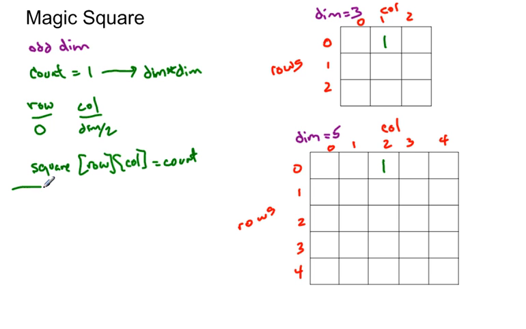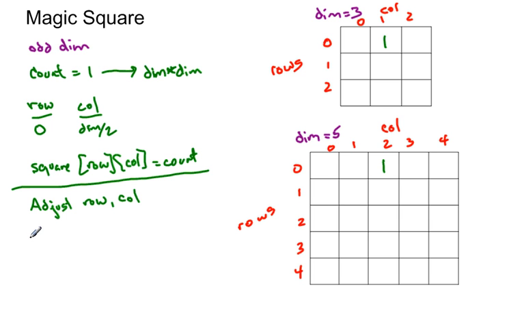Now after we've initially done that, we have to adjust row and column to find the next place we're going to place it. Now to adjust row and column, there are 2 rules. And I'm going to take the exception first, which is if we're divisible by dim.